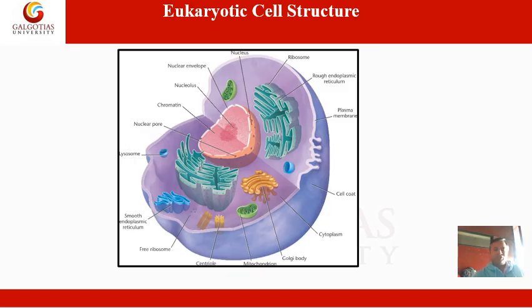This is the structure of the eukaryotic cell. Eukaryotic cells have a large number of cell organelles. This is the nucleus. The nucleus is the largest cell organelle, and it contains DNA and RNA, which is the genetic material. The virus has RNA as its genetic material, while humans and most animals have DNA as genetic material.